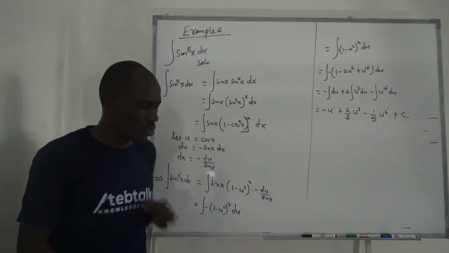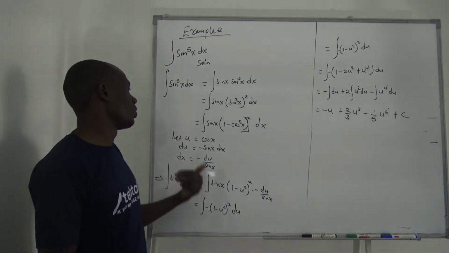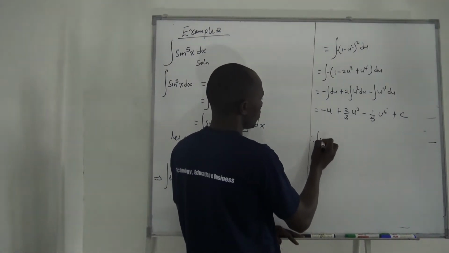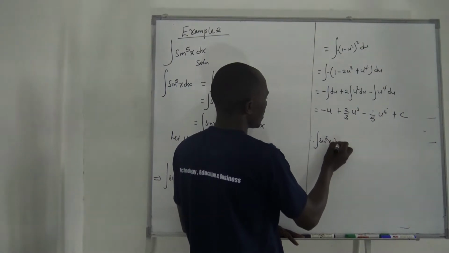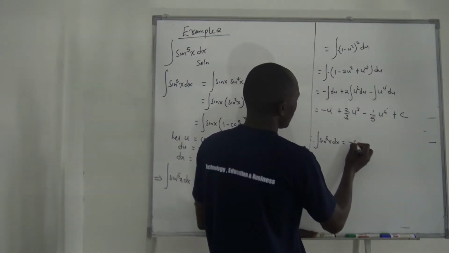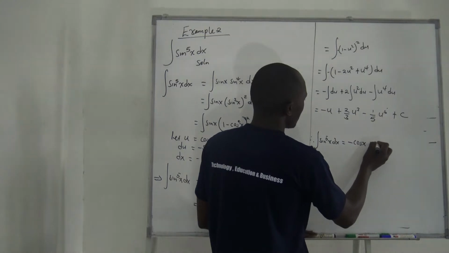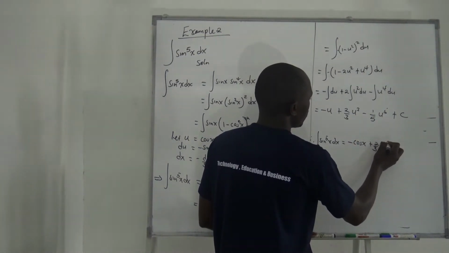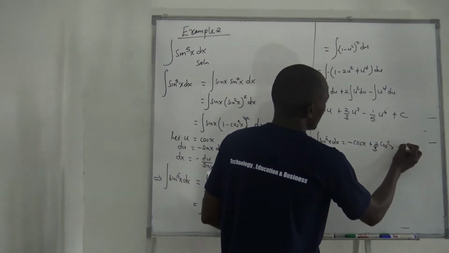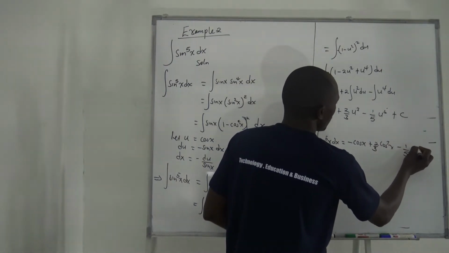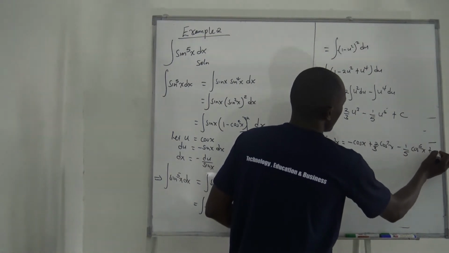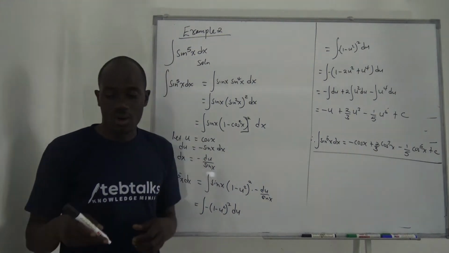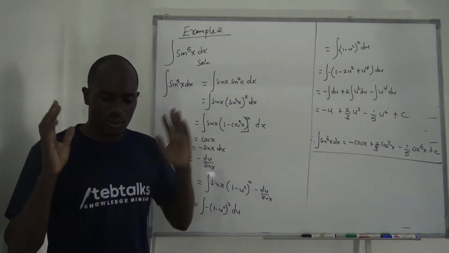But do we know our u? Our u is already a cos. So therefore, integral of sine power 5x dx, we are getting negative cos x plus 2 out of 3 cos cubed x minus 1 out of 5 cos power 5x plus the constant of integration. That's how we can calculate such kinds of numbers.